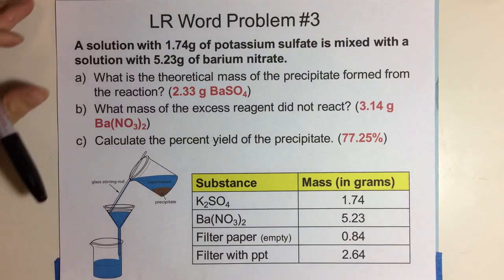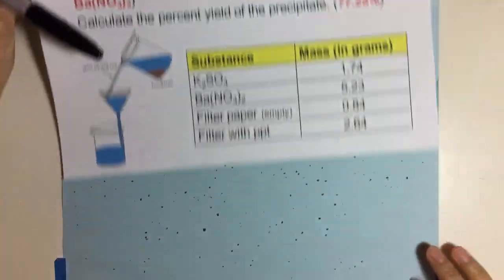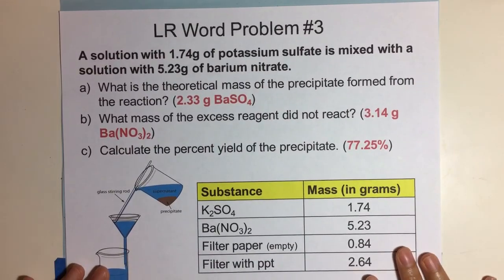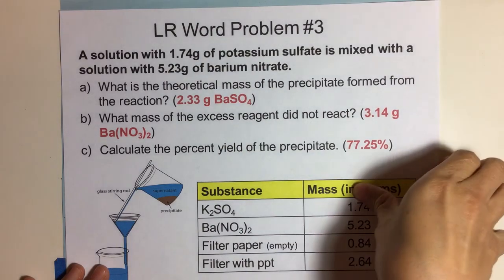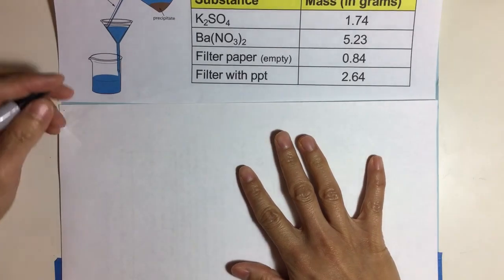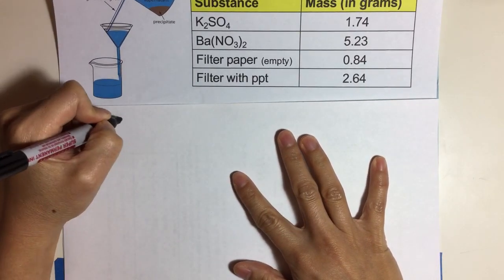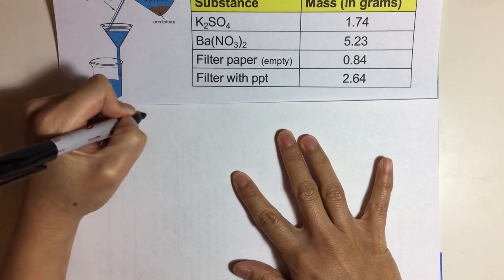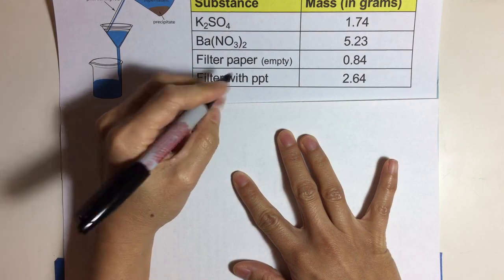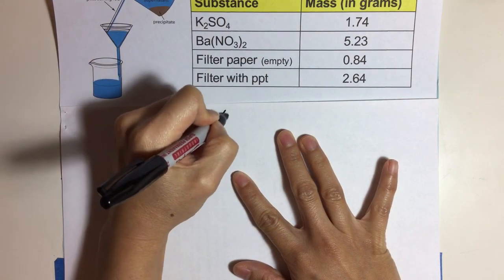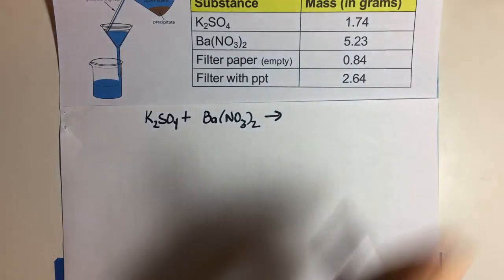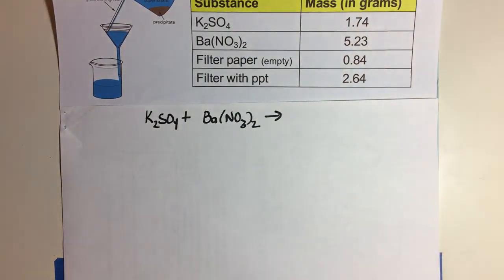I'll start the process of this problem. Start off with a reaction. I have to have a balanced chemical reaction for potassium sulfate and barium nitrate. So I'll set up the reaction for this. Potassium sulfate is K2SO4, and it's going to react with barium nitrate. It's going to form, well, if you look at this reaction, it is a double replacement reaction.